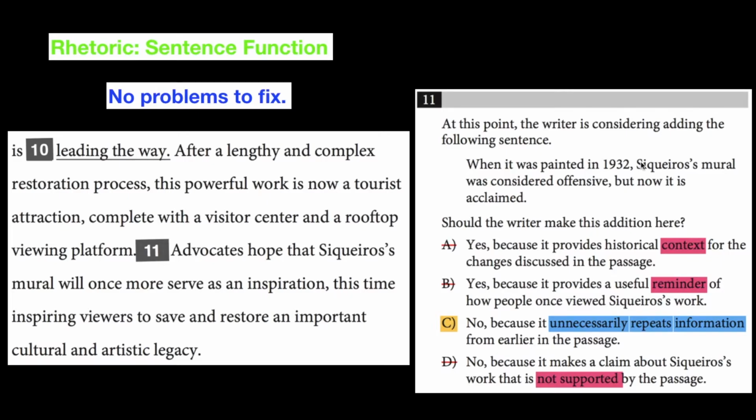The function of this sentence is to talk about the transition between offensive to acclaimed, and we don't really need that. It's unnecessary. The whole first couple of paragraphs talks about how it was offensive, but now by the end it's acclaimed. It's unnecessarily repeating the information. It's summing up things that have already been said.